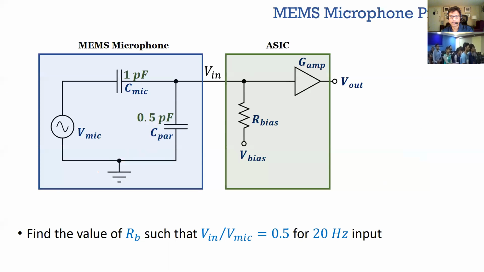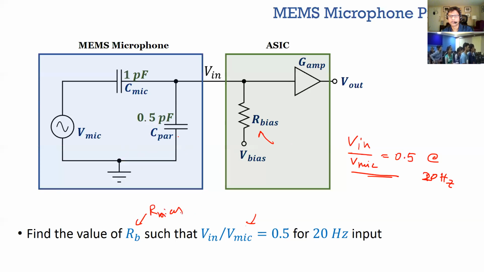Actually, this is the problem I had given you. This is the MEMS microphone. I would definitely say solve this problem. It'll give you an idea how to solve RC problems. It's a pretty straightforward problem, actually. I've asked you to find V in over V mic. If this needs to be 0.5 at 20 hertz, then what should be the value of this R bias? Actually, I should write R bias here.